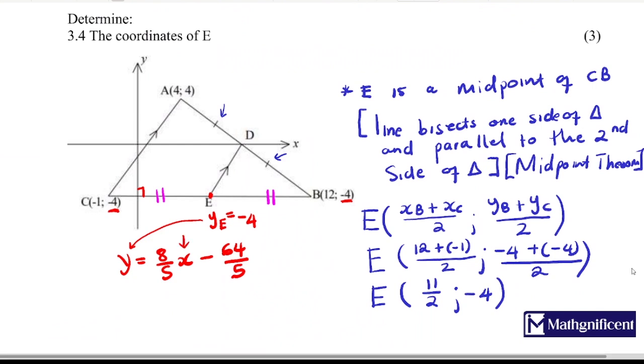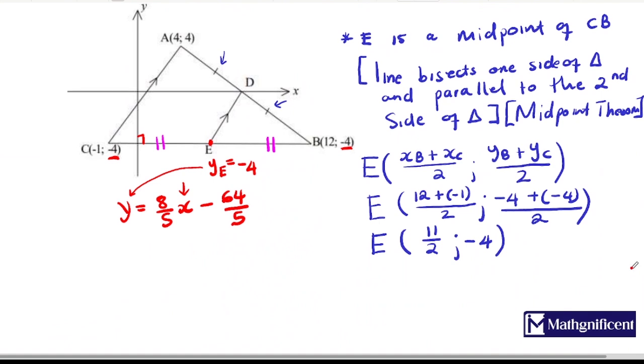So going forward, if we use this, we are going to sub this to here, we are going to get -4, and then we have 8 over 5 times the x coordinate, which is the x coordinate of point E. I don't have to write E here, so I'm just marking the point, minus 64 over 5. So this is what we have.